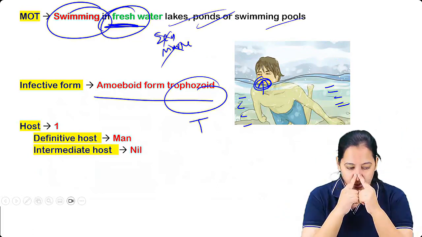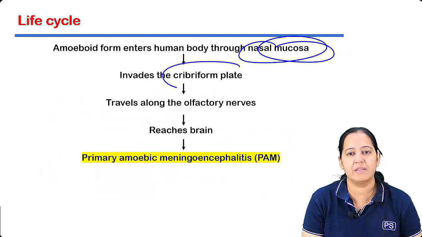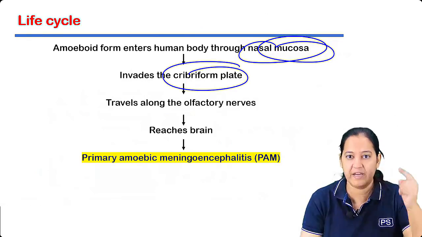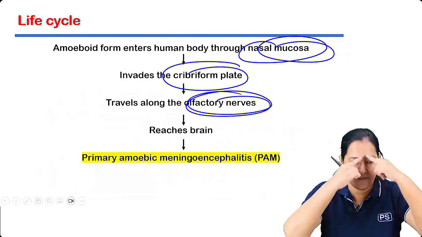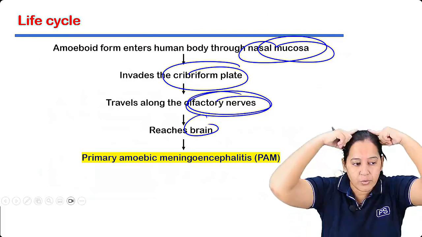So first nose, hai na? First nose, it enters from the nose. Nose ke baad, cribriform plate. Cribriform plate ke baad, olfactory nerve. And olfactory nerve se hi pahunch jayega brain mein. So this is the route. From here to here, it's like this.